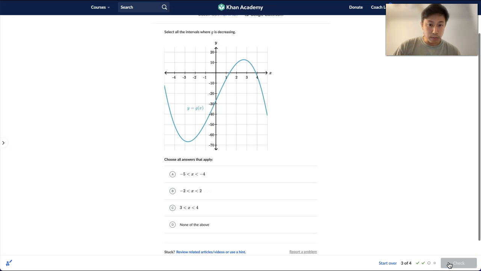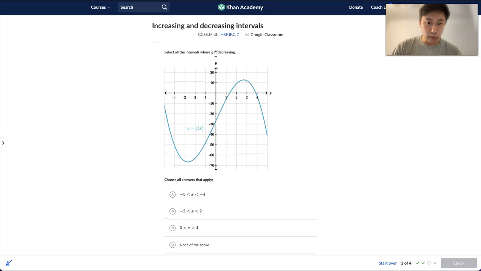Let's do one more for good measure. Select all intervals where g is decreasing. Okay, so a general feel for the whole graph: we're decreasing and then increasing all the way to here and then decreasing. Let's check these specific intervals. X values negative 5 to negative 4. That's between here. Between negative 5 and negative 4, I'm going to look at the function values. We are decreasing from left to right.